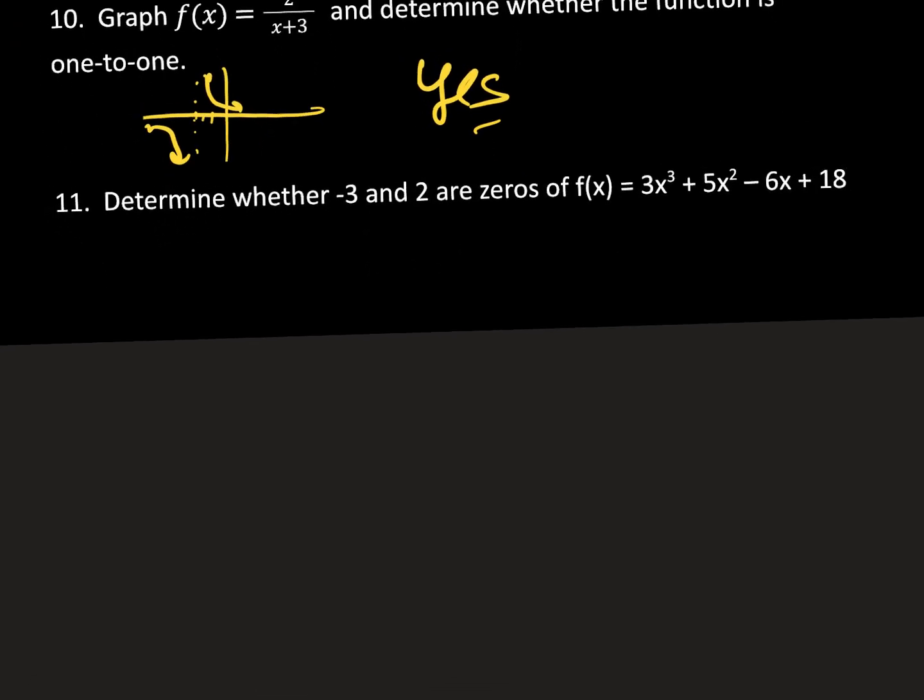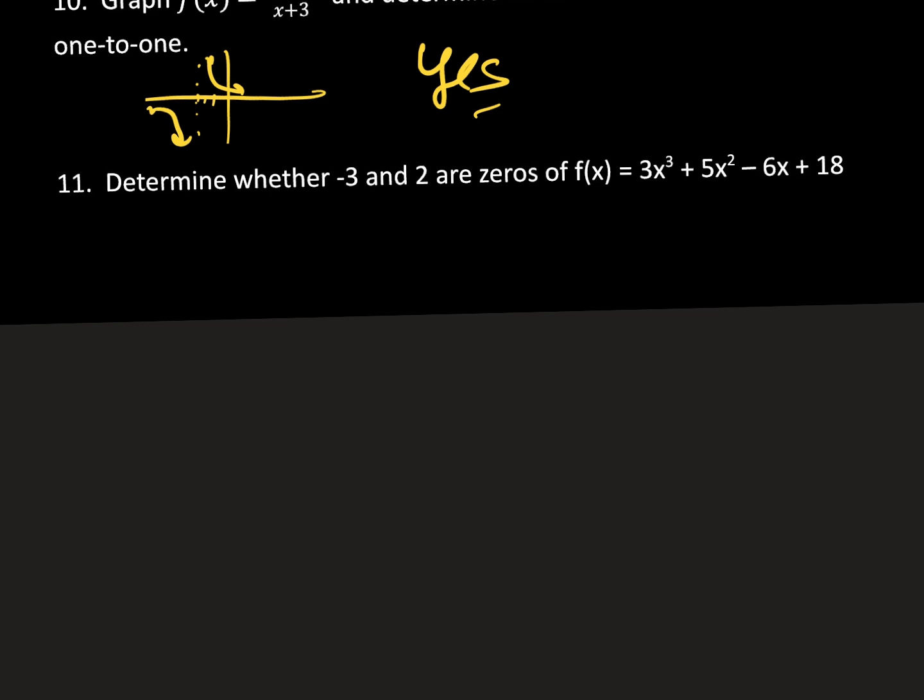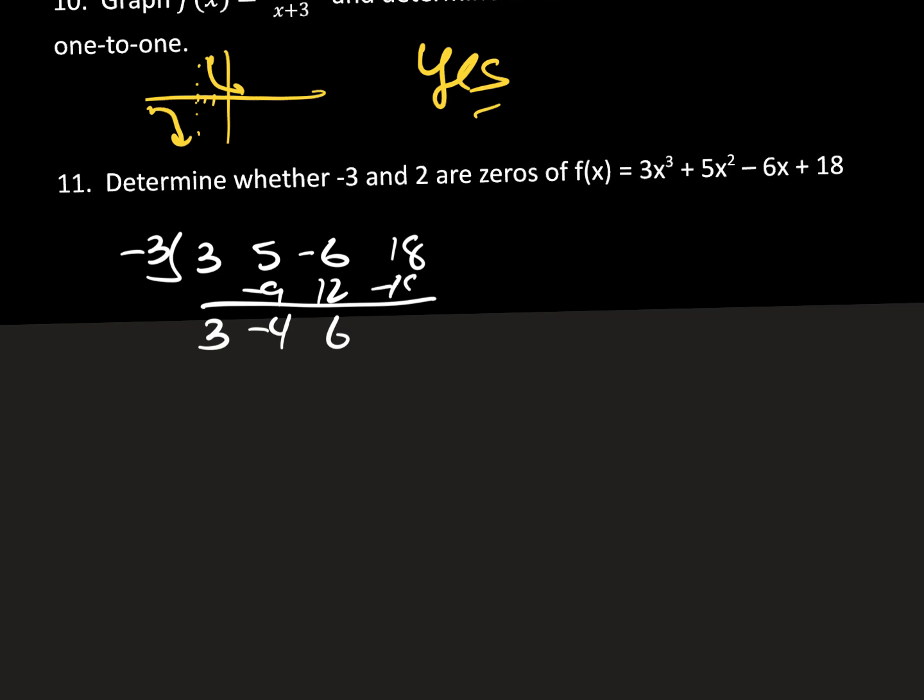Number 11, tell whether -3 and 2 are zeros. What you've got to do is use synthetic division, and let's plug the -3 in the box. Obviously, if it's a zero, you should get a 0 for your remainder. So bring the 3 down, multiply, add them up, multiply, add them up. Hey, look at this. I did get a 0. So the -3 is a zero for sure. Let's see about the 2.